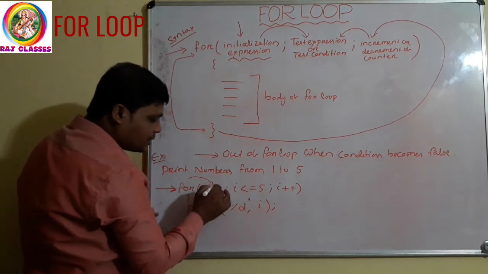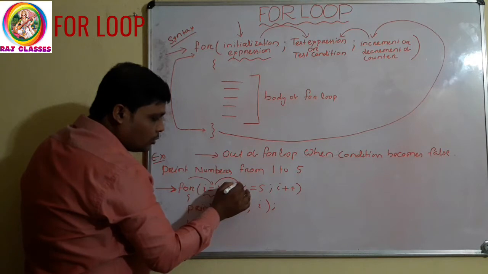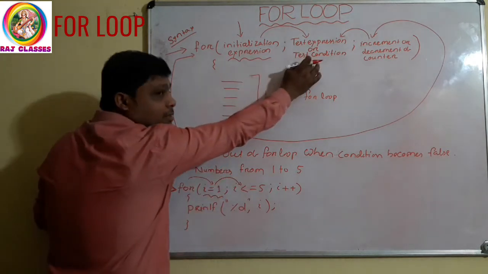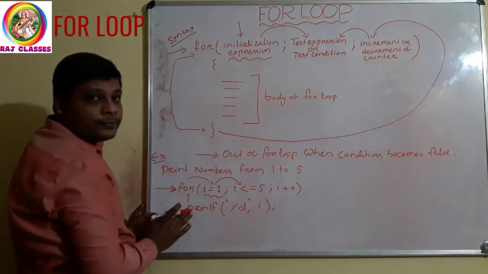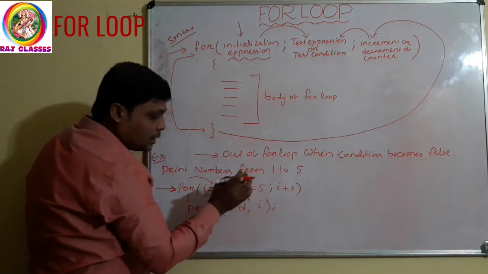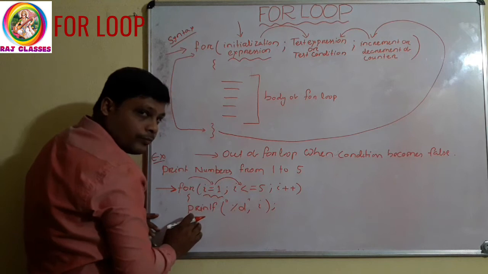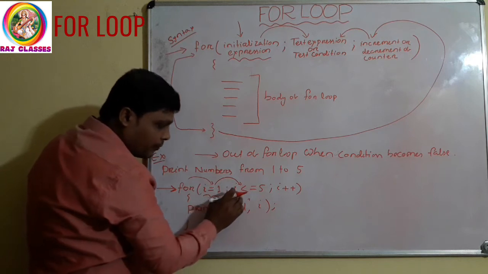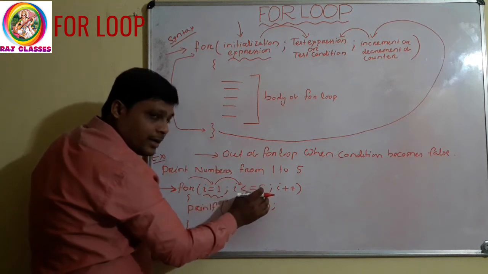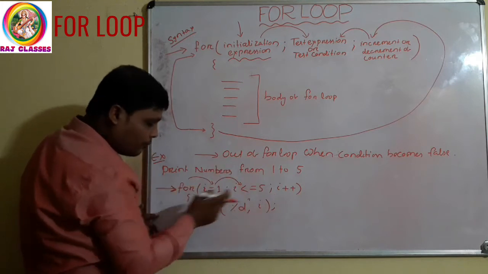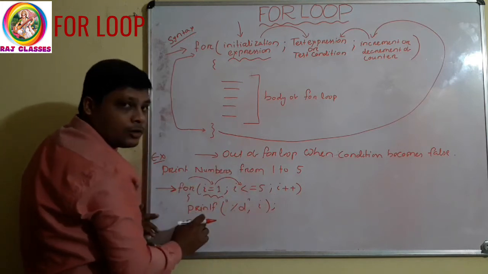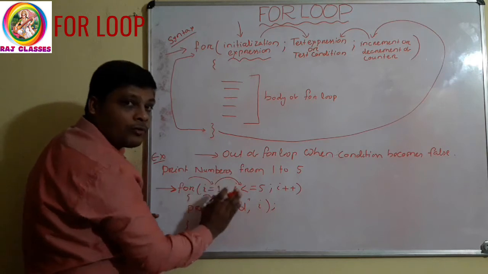Then after initialization, control will go to which part? Test expression or test condition part. It will check this condition. If this condition is true, then control will go inside the loop. Now check, i value is 1, 1 is less than or equal to 5. Yes, the condition is true. So control will go inside the loop and it will execute the body of for loop.